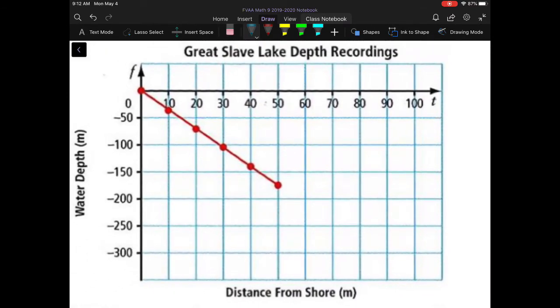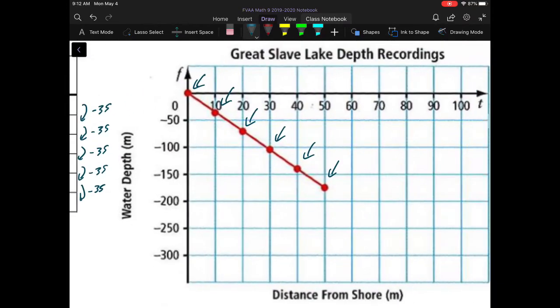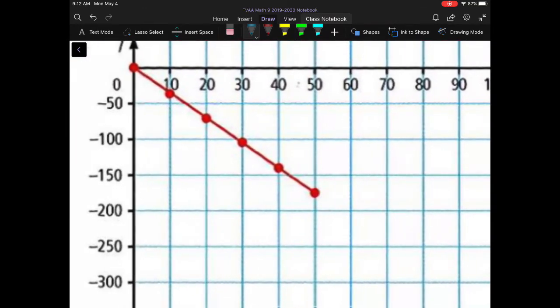When you graph it, our first point, 0, 0, ends up here. 10, negative 35 is here. 20, negative 70 is here. 30, negative 105 is there. 40, and negative 140 is there. And 50, and negative 175 is there. Okay? So they plot the points, they connect the lines because we know that this is a continuous relationship, okay, between the points.